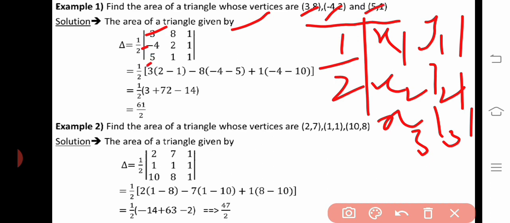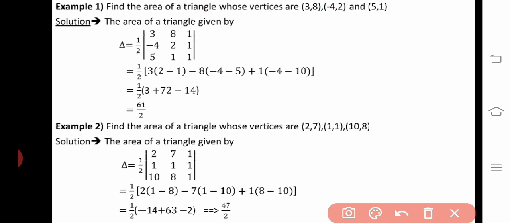Then y1, what is y1? 8. You have to write 8. y2 is 2, y3 is 1, then 1 1 1 as it is. Then you expand along the first row or second row or third row, we will get the same answer.